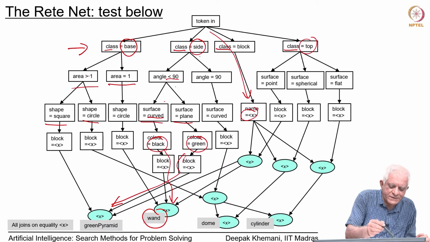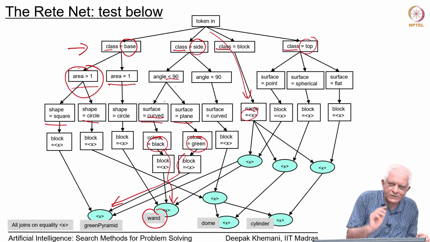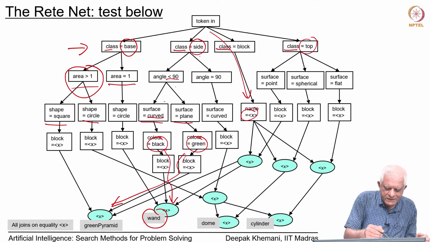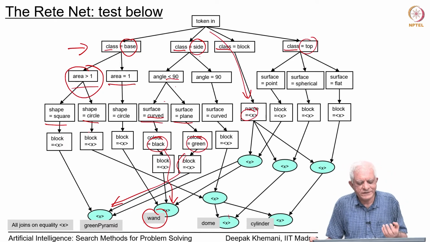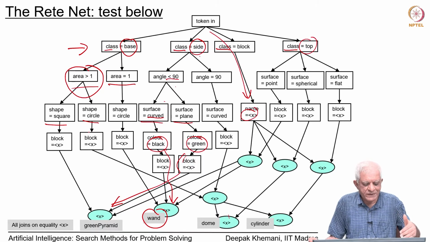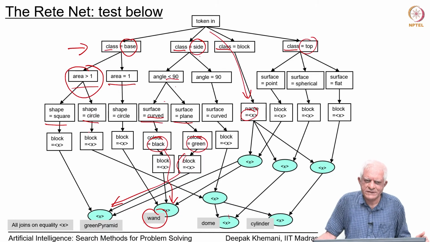For example, this test of area greater than 1 is done only once here, and whether it is for the green pyramid where the base is a square, or whether it is for the dome whose base is a circle, in both cases, all we are asking is whether the area is 1 or more than 1, and in the way that we have ordered the tests, that test is done only once. If we had tested for shape first and area next, then this area test would have been there along both the branches where it would have succeeded essentially. So, that is the kind of optimization we want to talk about.